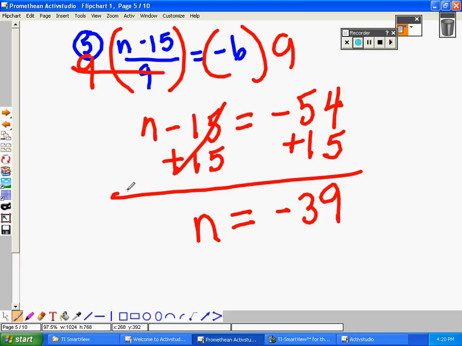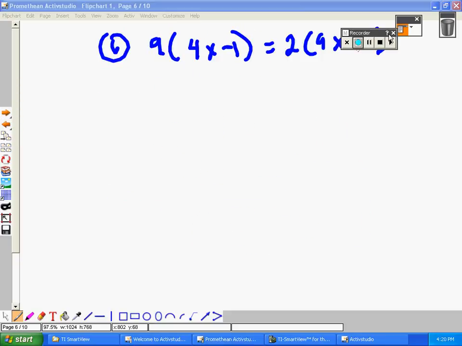And we have more negatives than positives there. Box my answer, and I'm going on to the next one. Number 6. Move this out of the way.